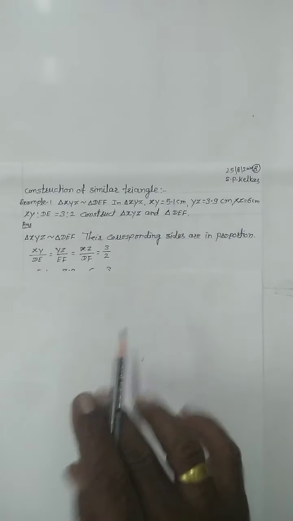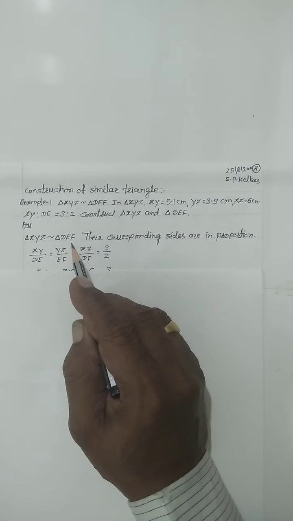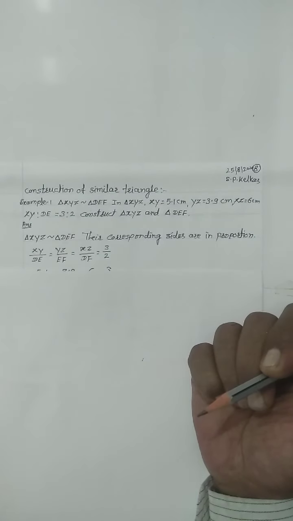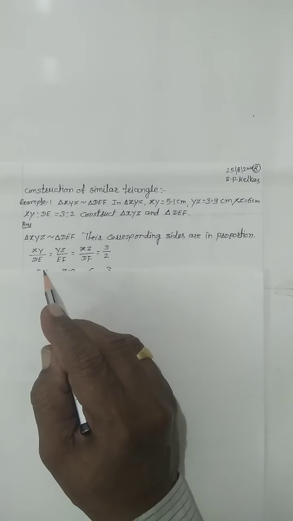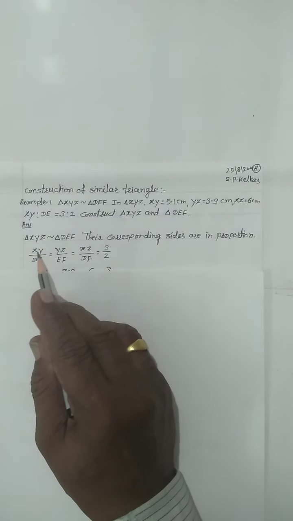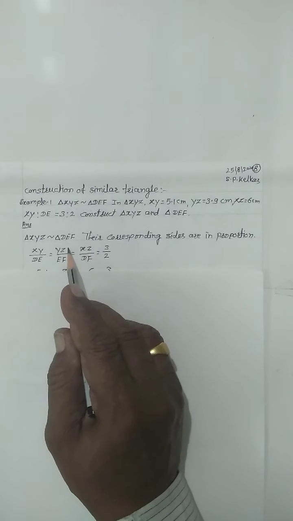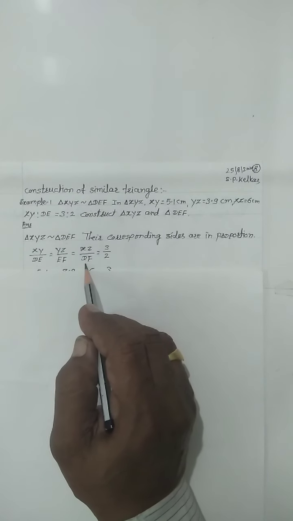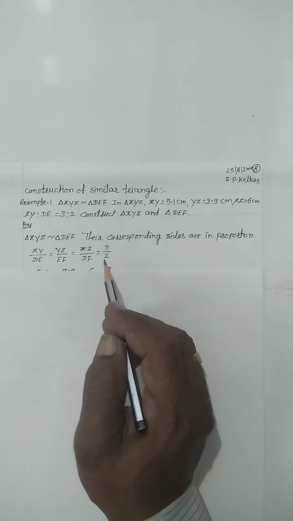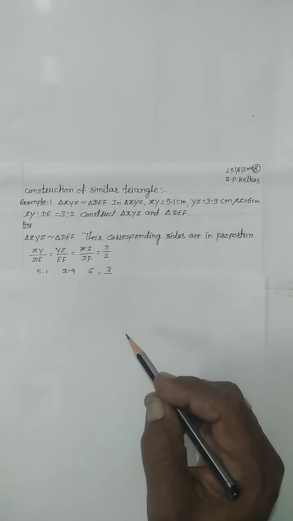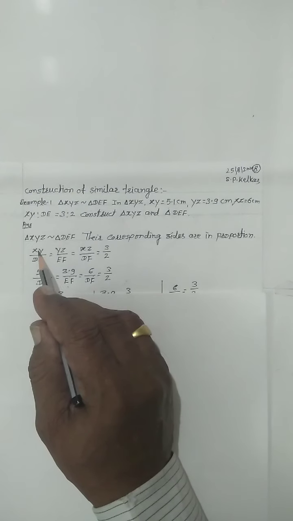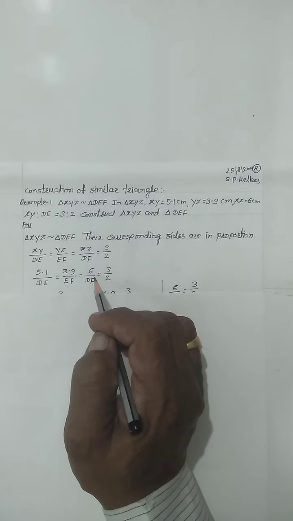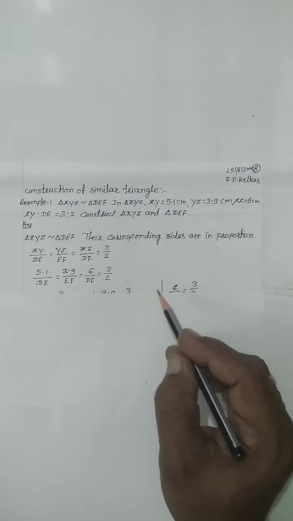Now in answer, triangle XYZ similar triangle DEF which is given in question, so their corresponding sides are in proportion. So write down the ratio of the corresponding sides: XY divided by DE equal to YZ divided by EF equal to XZ divided by DF equal to 3 by 2. These are the corresponding sides of similar triangle. Now put the values of XY 5.1, YZ 3.9, XZ 6 centimeter which is given in the question.